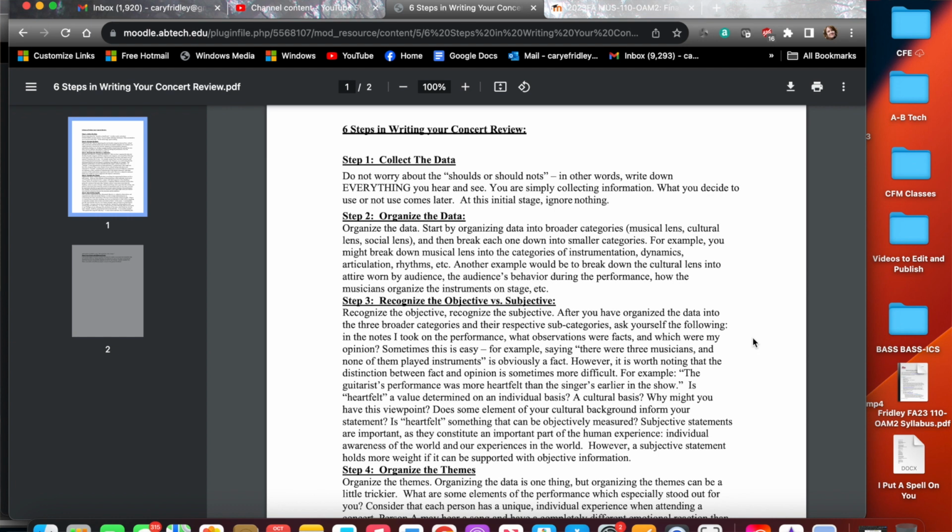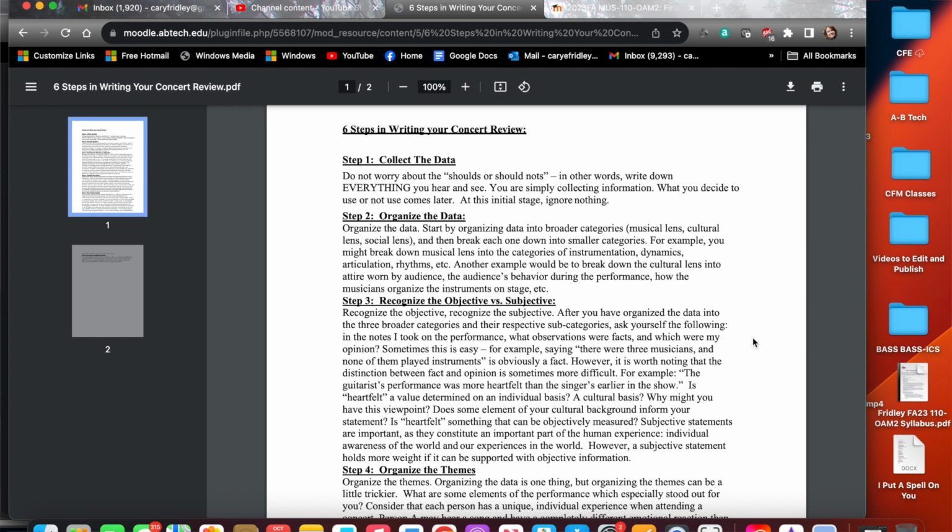However, it is worth noting that the distinction between fact and opinion is sometimes more difficult. For example, the guitarist's performance was more heartfelt than the singer's earlier in the show. Is heartfelt a value determined on an individual basis, a cultural basis? Why might you have this viewpoint? Does some element of your cultural background inform your statement? Is heartfelt something that can be objectively measured?